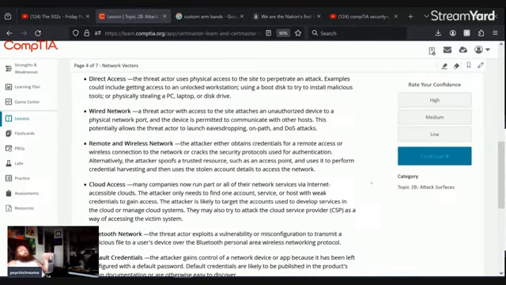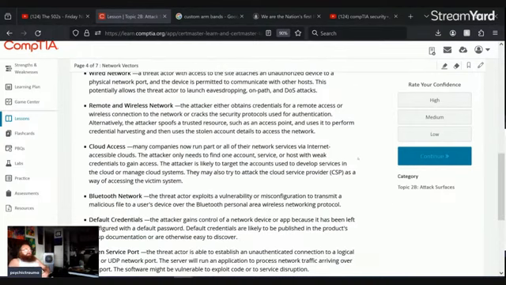Cloud access: many companies now run part or all of their network services via internet accessible clouds. The attacker only needs to find one account, service, or host with weak credentials to gain access. The attacker is likely to target the accounts used to develop services in the cloud or manage cloud systems. They may also try to attack the cloud service provider as a way of accessing the victim system. Bluetooth network: the threat actor exploits a vulnerability or misconfiguration to transmit a malicious file to a user's device over the Bluetooth personal area wireless networking protocol.